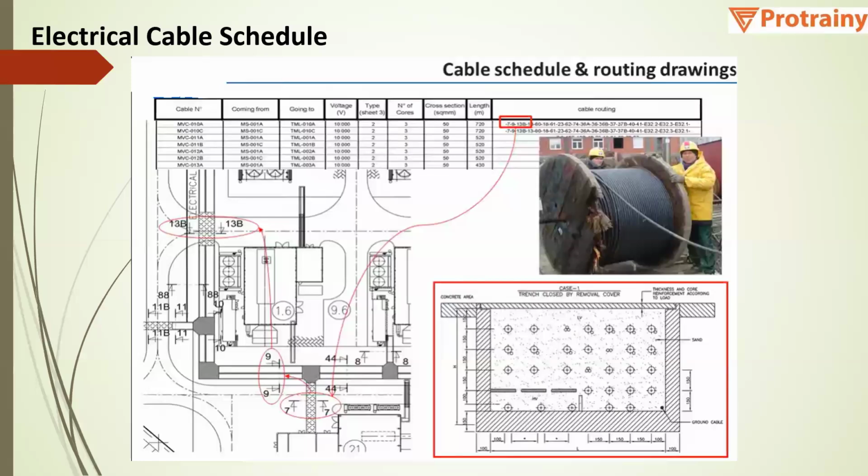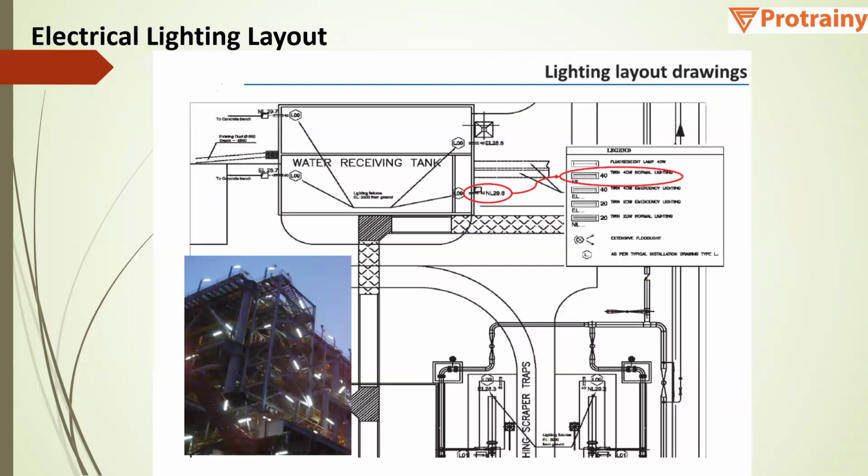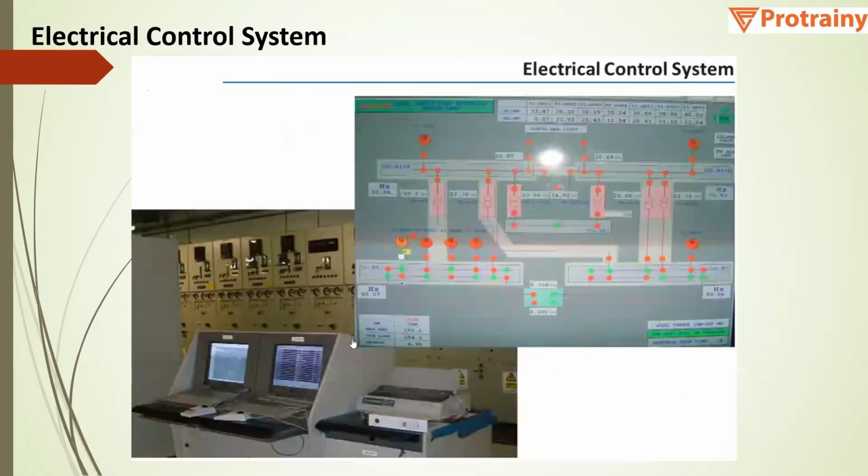Then cable schedule and cable routing diagram. Then we have lighting layouts. Lighting layouts will give you where we have to place the lights throughout our facility. Then electrical control systems. These are automated systems, basically automated with the help of DCS, and you can see at various sections in your plant what the voltage is, what the current flowing through is, and if there is any breakdown, it will get notified on your screen.